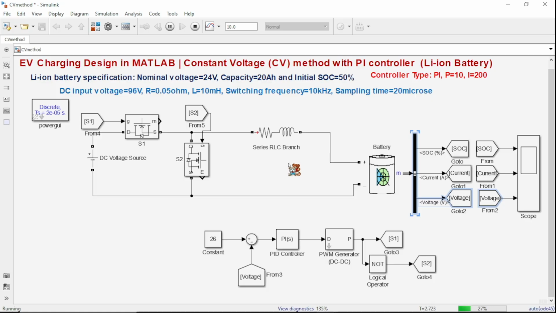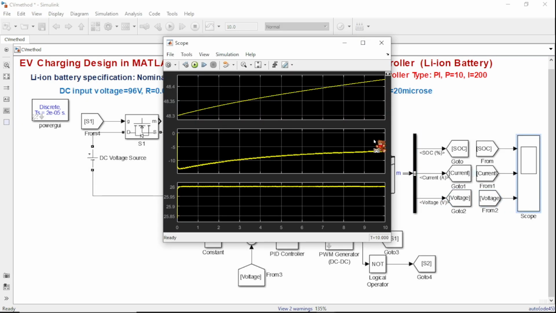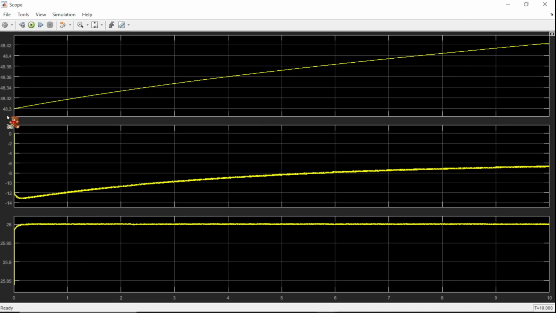So here you can see for the constant voltage we are using the voltage as a reference. Similarly, in the constant current method, that time we are using the current as a reference. Only these difference is there, otherwise everything will be the same. Okay, so here you can see the battery is charged from 48.3% SOC, and it is continuously increased. Similarly, here you can see the voltage is constant at 26 volt, and to maintain the voltage as constant, what happened, the current is continuously decreasing.